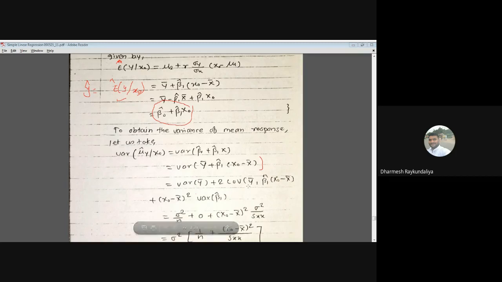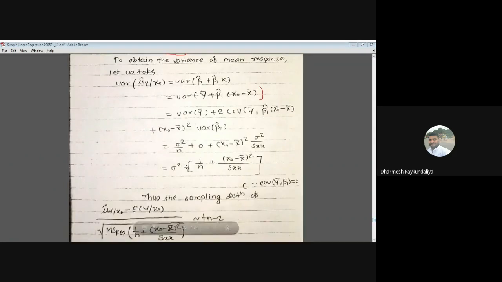But we already proved that the covariance between y bar and beta 1 cap is 0. That we have already proved. So it is nothing but the variance of y bar plus (x0 minus x bar) square into the variance of beta 1 cap. What is the variance of y bar? It is sigma square upon n. What is the variance of beta 1 cap? It is sigma square upon Sxx. Taking sigma square outside, what will come is 1 upon n plus (x0 minus x bar) square upon Sxx. This is the variance of y cap given x0.